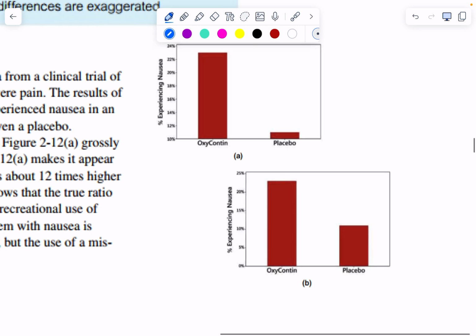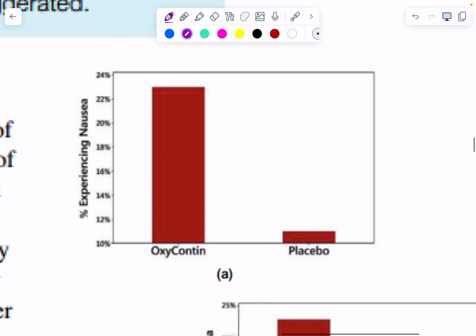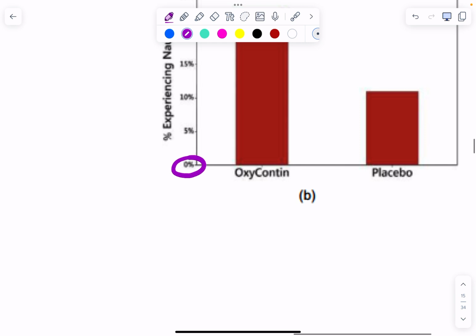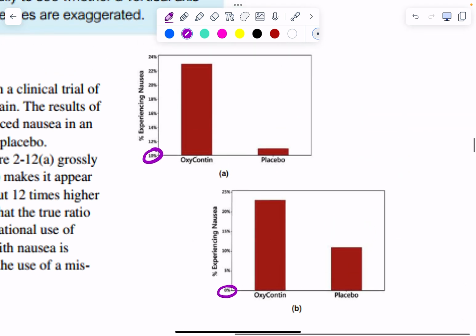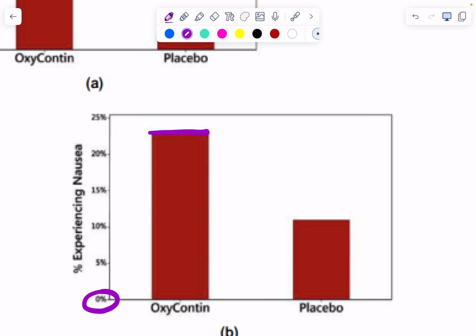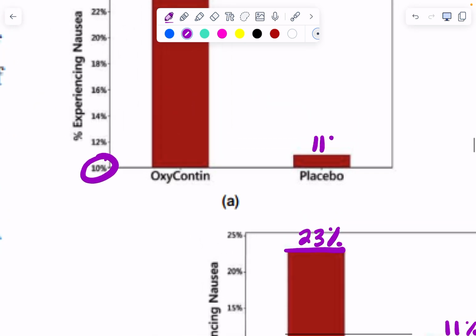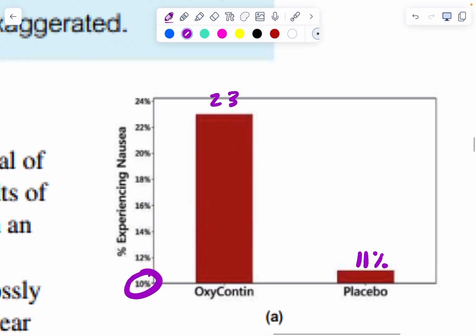Both of these graphs are displaying the same information. Ready? This one is starting the graph at 10%, right? This one is starting the graph at 0%. Circle those. Now, if we go to the actual values, what's the actual value for Oxycontin? 22? 23%? Let's go 23%, okay? The placebo was how much? We'll go 11% for the placebo, because that's what it says up here, right? 11% versus 23%, right? Okay?